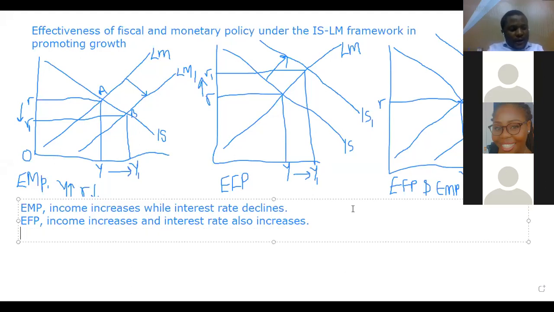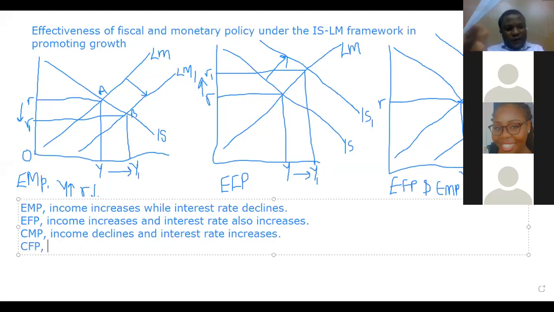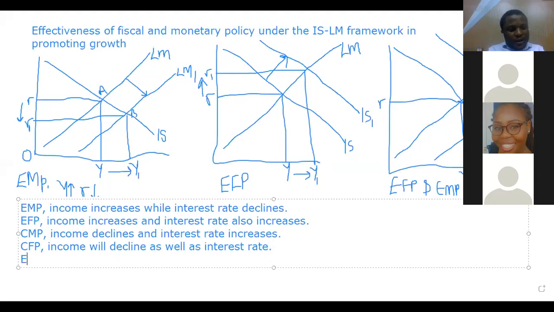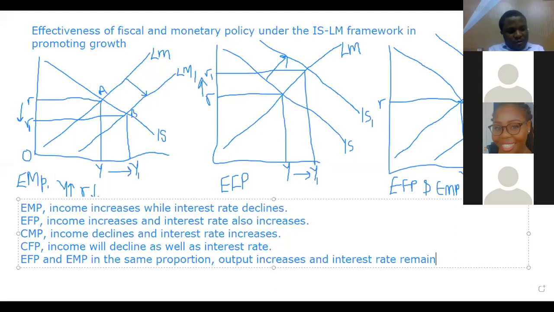Then, looking at the graph, if you draw it, under contractionary monetary policy, income declines and interest rate increases. And for contractionary fiscal policy, of course, output will decline, income will decline, as well as interest rates. However, if you look at expansionary fiscal policy and expansionary monetary policy, note, if they increase in the same proportion, output increases and interest rate remains unchanged.